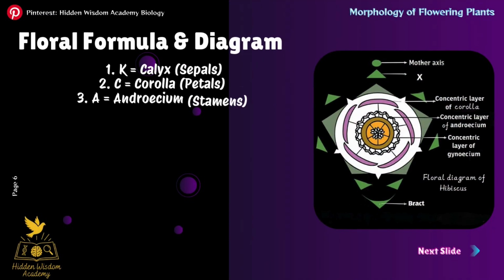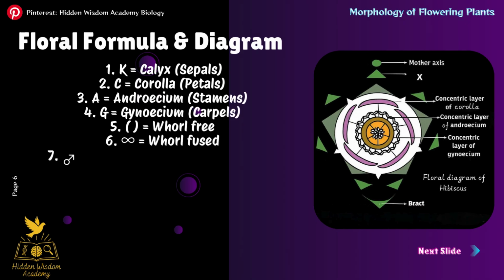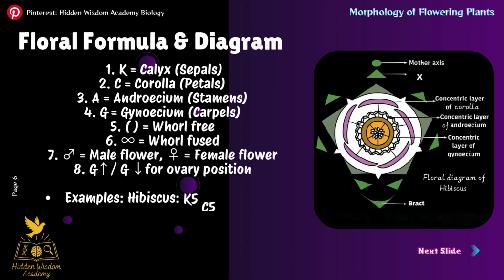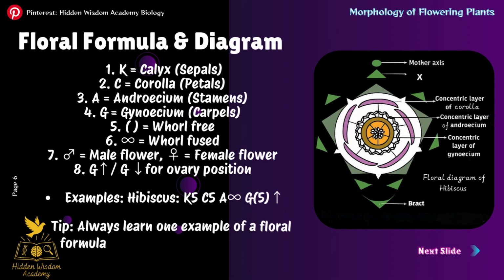Now, let's talk about floral formula and diagram. Floral formula shows a flower's structure using symbols: K equals calyx, C equals corolla, A equals androecium, G equals gynoecium. Brackets show if parts are fused or free. Superscripts and subscripts on G show ovary position. Example: hibiscus, K5 C5 A infinity G5, superior ovary. Floral diagram is a drawing showing the arrangement of flower parts on the thalamus. For exams, learn at least one floral formula and diagram for each type of flower, as questions often come from this.